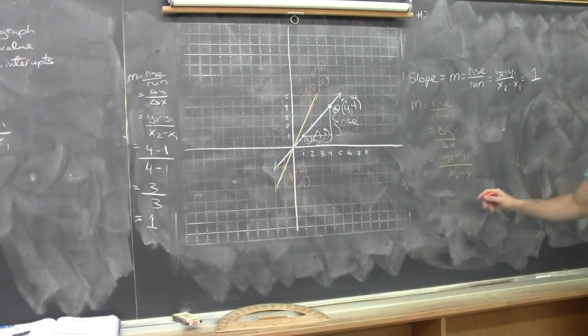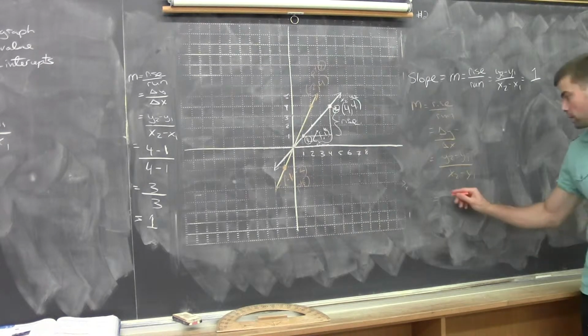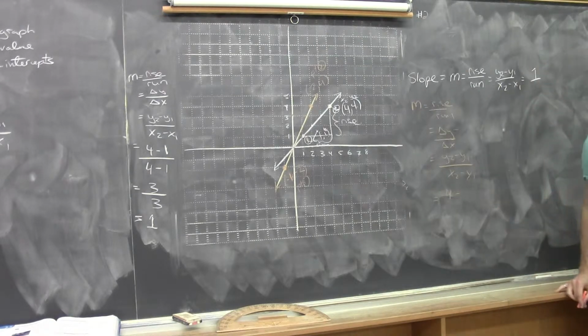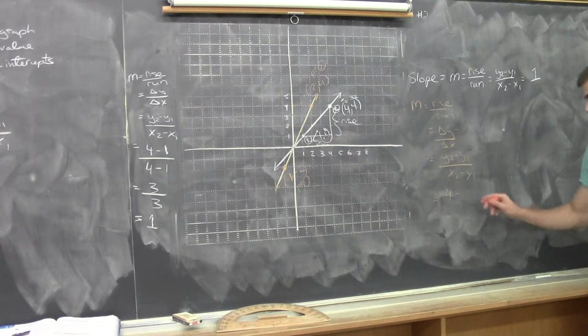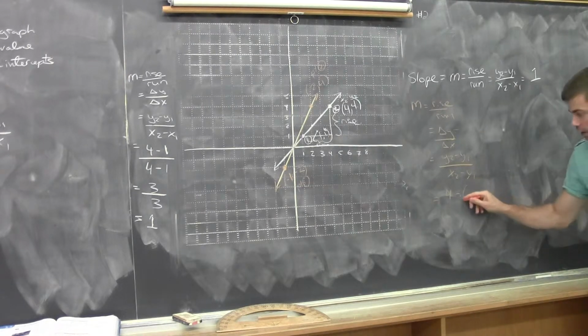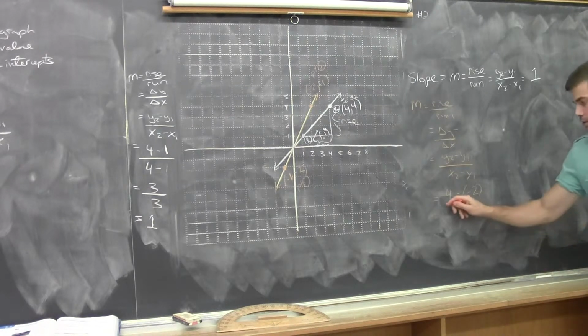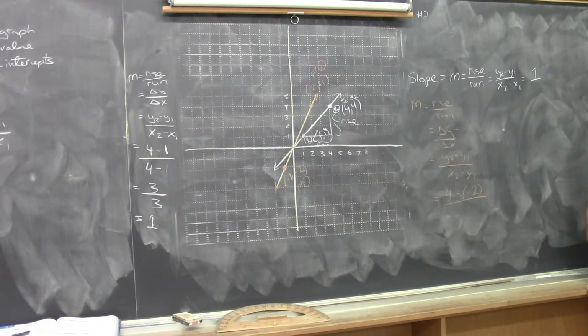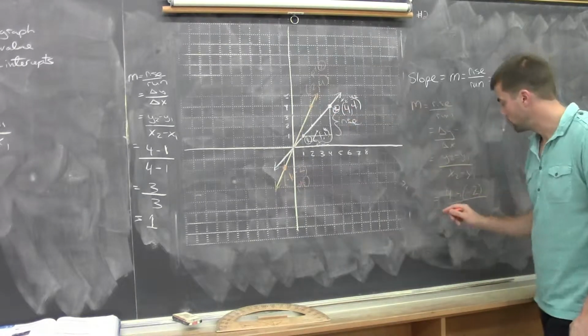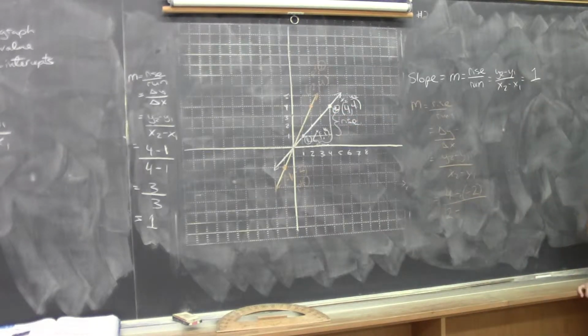Okay, so now y2 minus y1. What is the value of y2? 4. Good. And what's the value of y1? Negative 2. Good. So careful here. I have a negative sign, and to put in that negative 2, I have to put a set of brackets there. Over. What's the value of x2? x2 is 2. Yes, good. Minus x1, which is negative 1. Good.